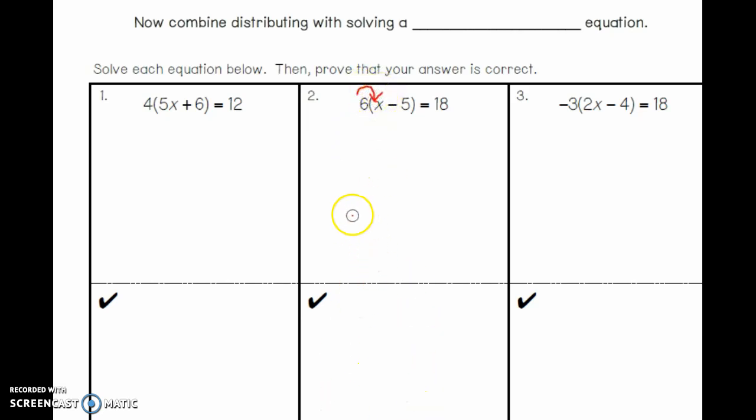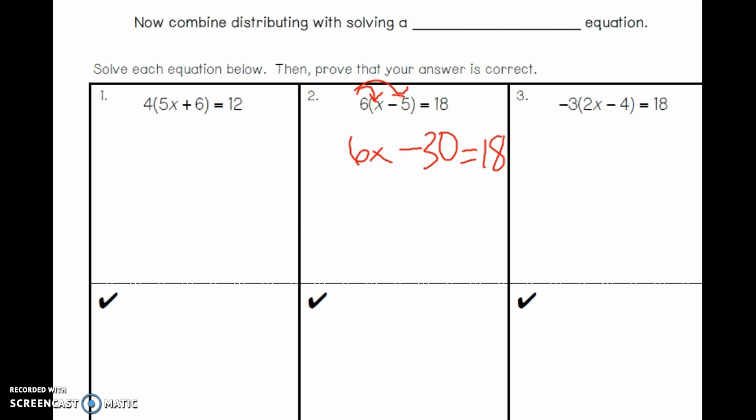6 times x is 6x minus 30. Good. Because 6 times 5 is 30, equals 18. Very good. Now, before we back up, Liana wasn't sure if she could do this yet because she's not sure how to do 2 steps. But do you see any addition or subtraction?